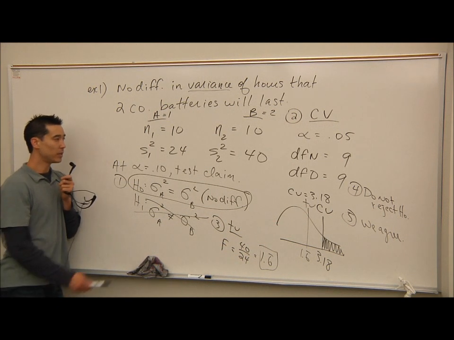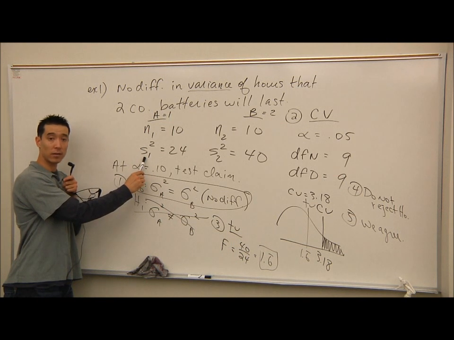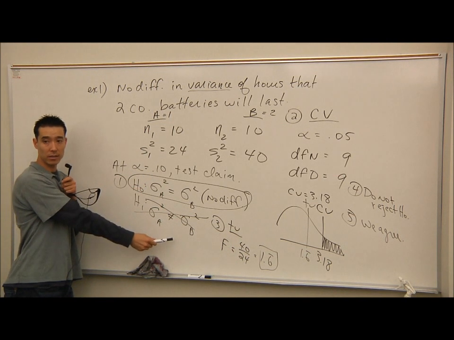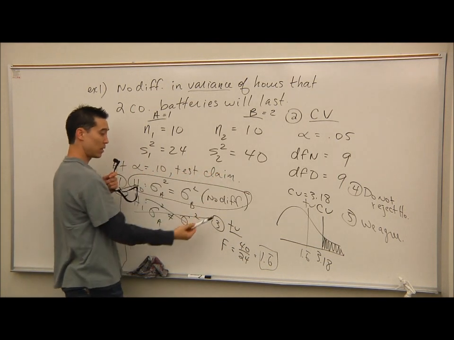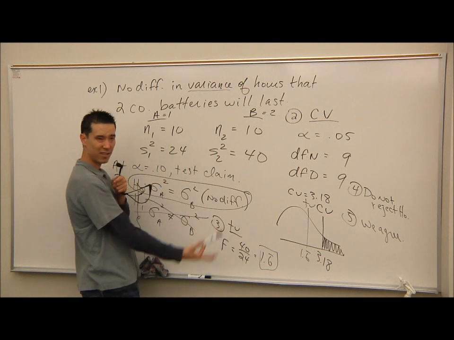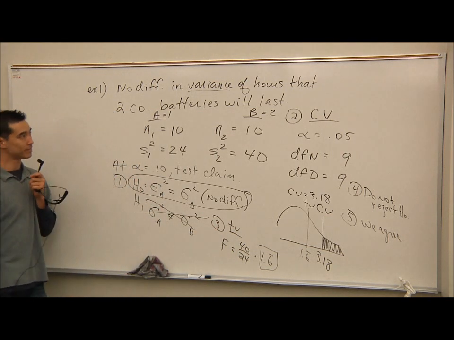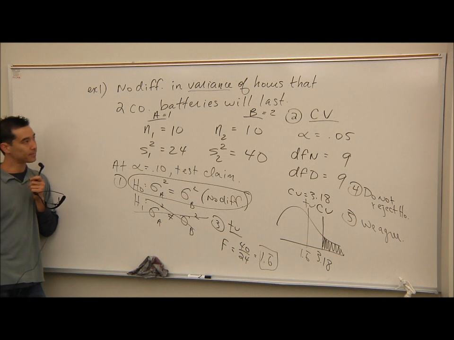One thing to be on the lookout for is sometimes they'll just give you s instead of s squared. So you'll just have to square that when you get to the test value, right? So if they said s was 24 and s was 40, then this test value would be 40 squared over 24 squared, right? You have to know when to square and when not to square. But other than that, all of these problems are pretty much the same, okay? Pretty easy, as long as you can get the right critical value.